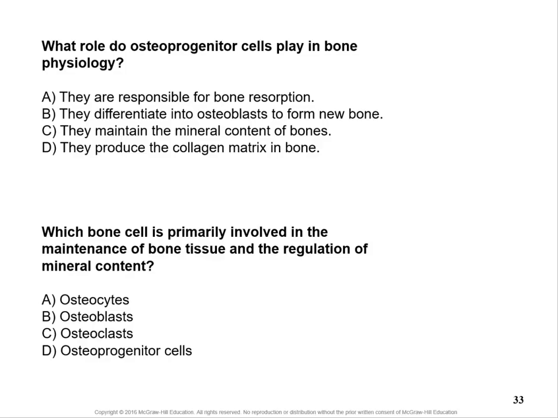D, they produce the collagen matrix in bone. No, they don't have any role in that. Which bone cell is primarily involved in the maintenance of bone tissue and the regulation of mineral content? So we said maintenance of bone tissue is going to be osteocytes, so A.